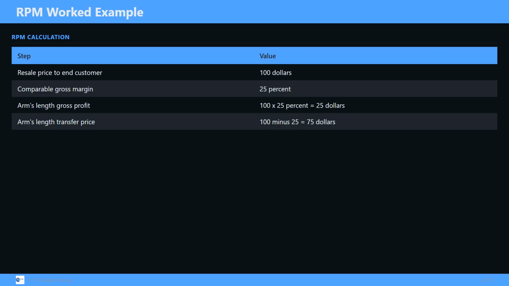Here is a concrete case. A distributor resells a product to an independent customer for $100. Comparable independent distributors in the same industry earn a gross margin of 25%. That means the arm's length gross profit is $25. So the arm's length transfer price the manufacturer should charge the distributor is $100 minus $25, which is $75.